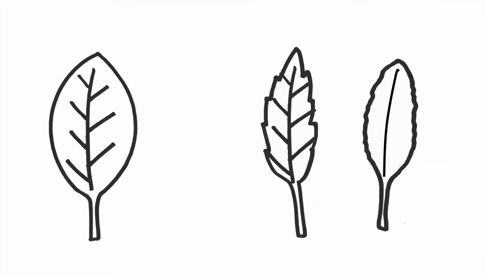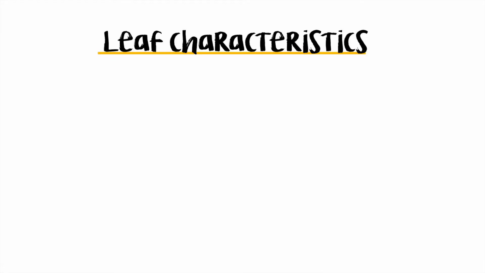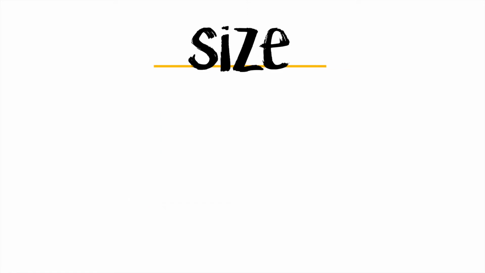There are two more things special to leaves that can help us describe and identify plants. These are the different vein patterns, or a'a, and the edges of leaves, or their margins, also known as ka'e. So here's our list of characteristics that we just went over. Shape, color, size, texture, smell, vein pattern, and margins. Now let's look at those characteristics more in depth.